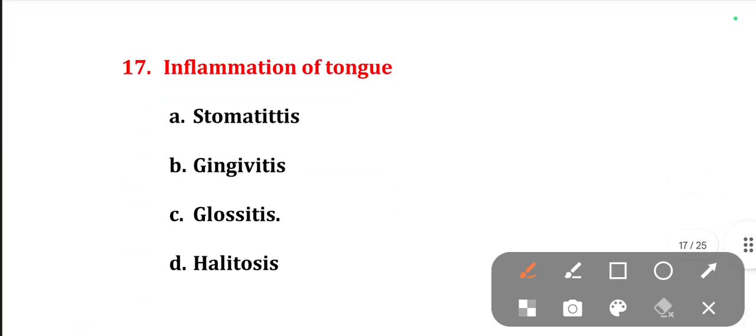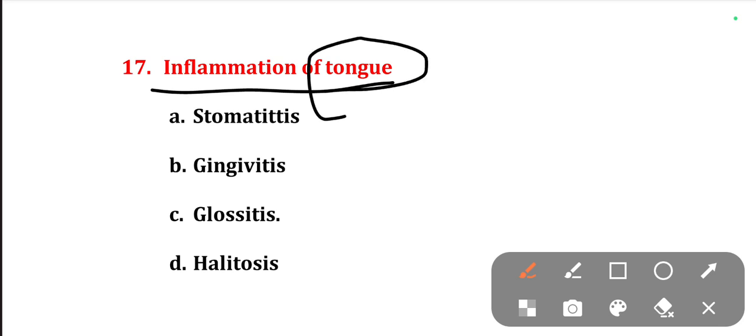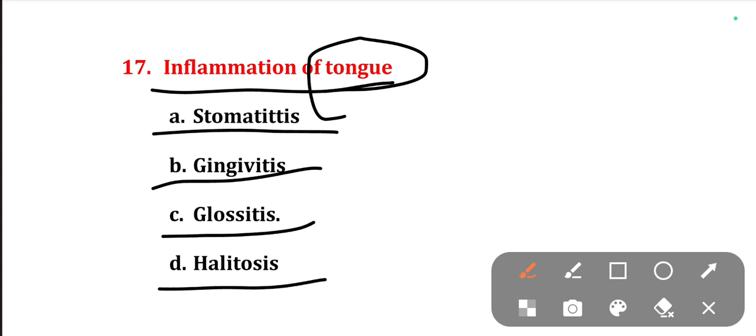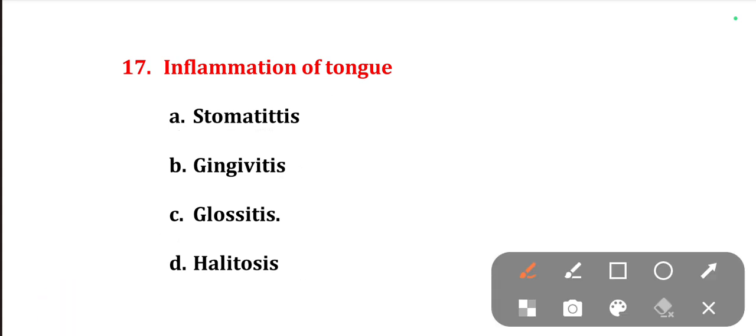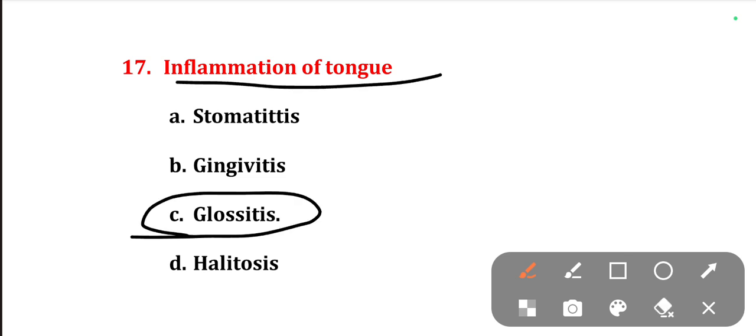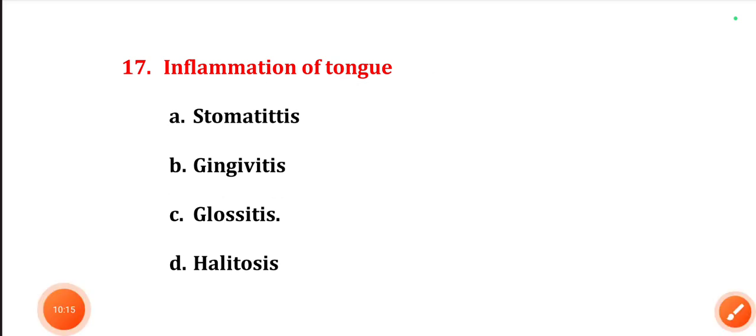The next one is inflammation of tongue. So what is the name when the infection attacks the tongue, that is inflammation of tongue. Options are stomatitis, gingivitis, glossitis, halitosis. The right one is glossitis. So glossitis is nothing but inflammation of the tongue.